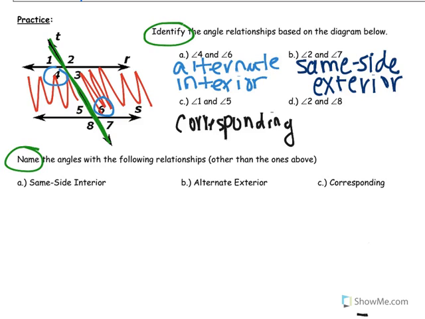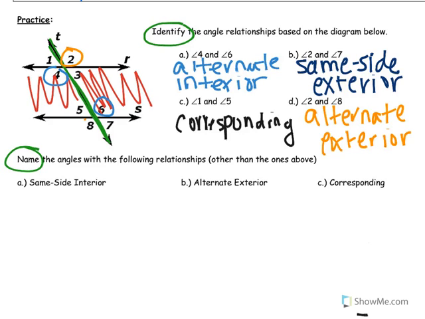All right. Last but not least, let's do 2 and 8. Those are both on the exterior. 1 is on the left, 8 is on the left, 2 is on the right, so I can call those alternate exterior angles.